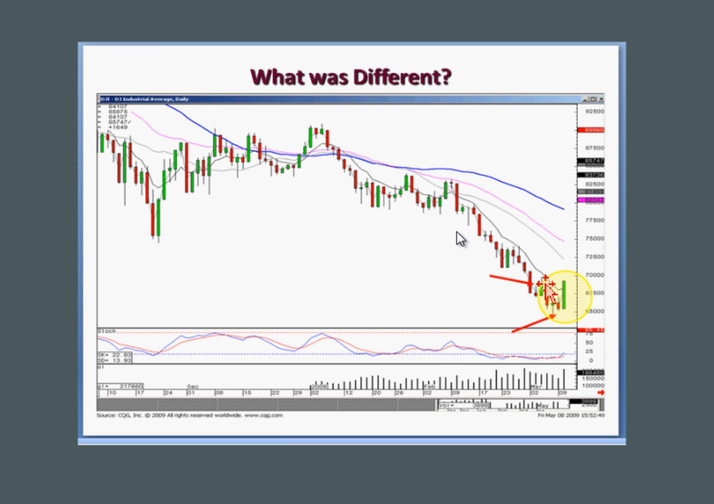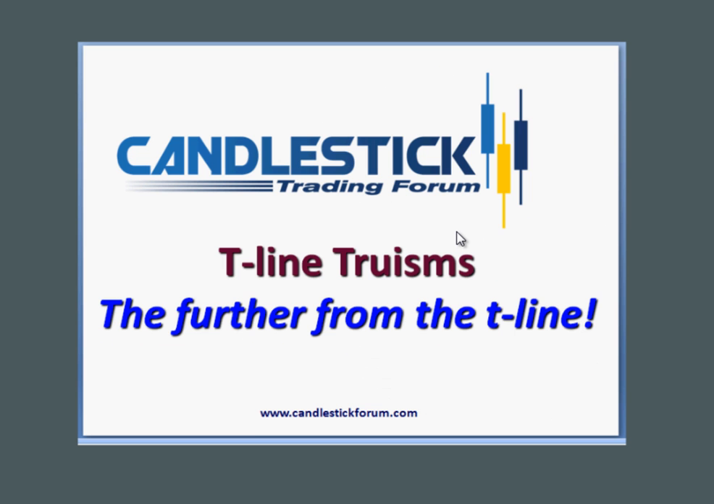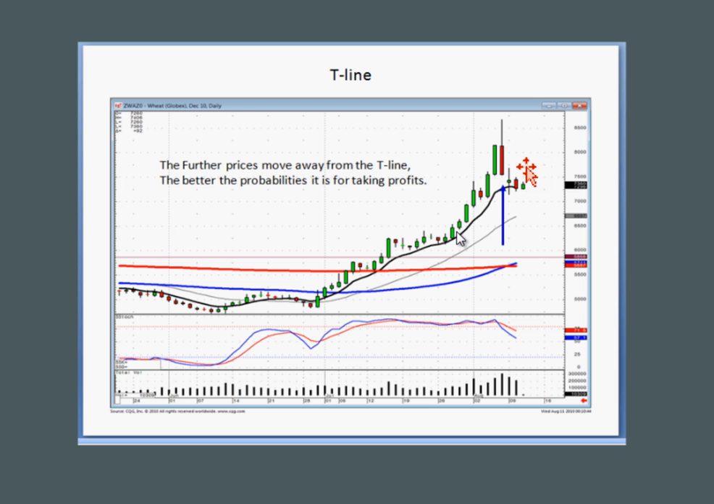But if you see a candlestick buy signal, this one right here looked like a buy signal, but what didn't it do? Didn't close above the T-line. This one was different. There's your morning star signal and a close above the T-line. That tells you there's a different dynamic in investor sentiment. That's when you can start buying. Another candlestick or T-line truism is that the further away you move from the T-line, the higher the probability it's going to come back and test it.